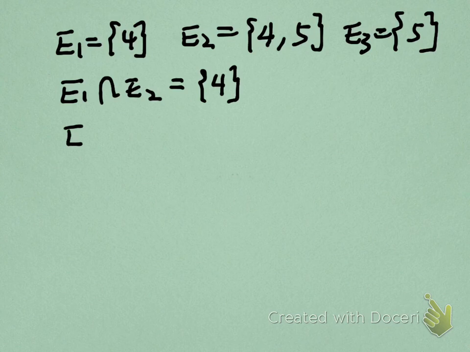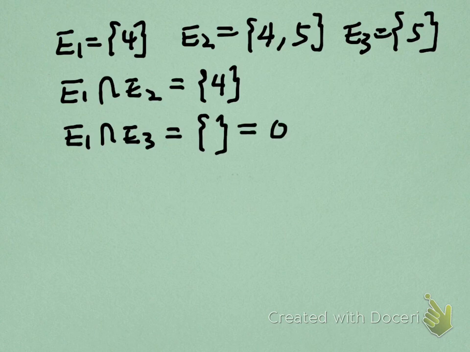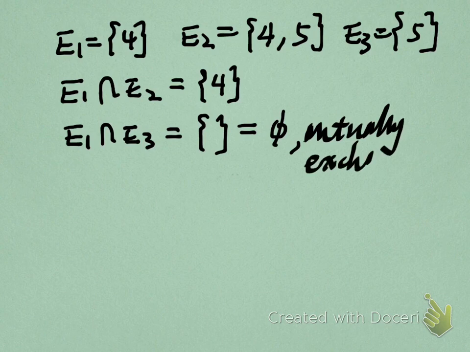And then what's the intersection of E1 and E3? The answer is the elements shown in both of these two sets. If we compare E1 equal to 4 and E3 equal to 5, there is nothing inside the intersection. So this is an empty set, and this also means these two sets are mutually exclusive. So this is one example of mutually exclusive sets.